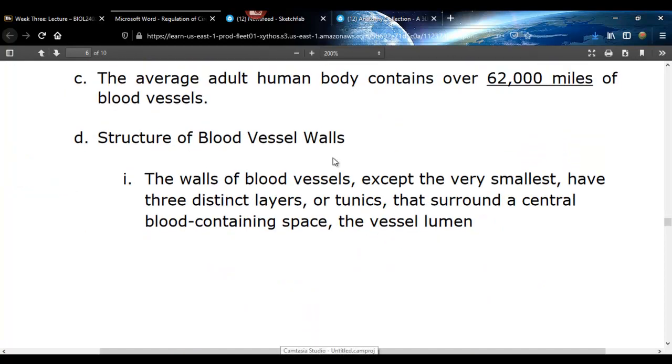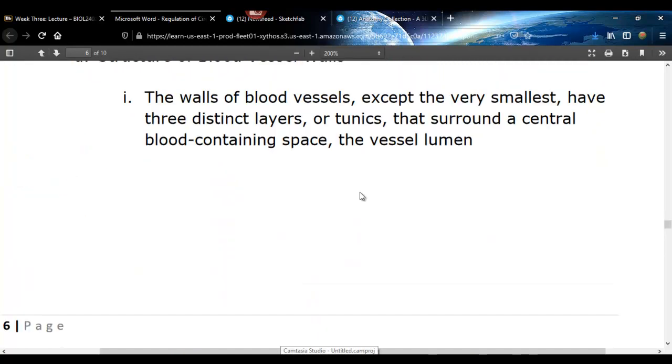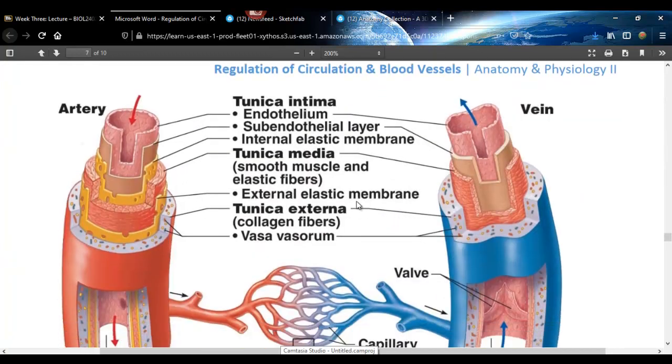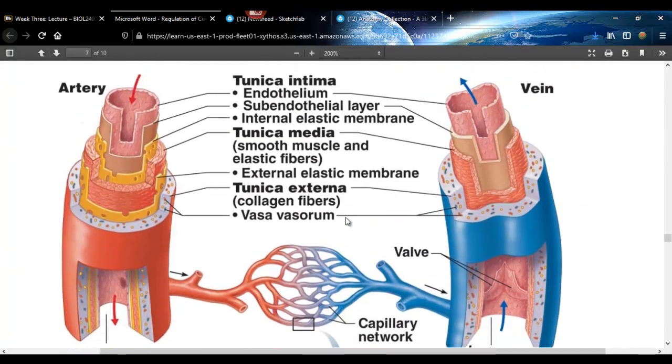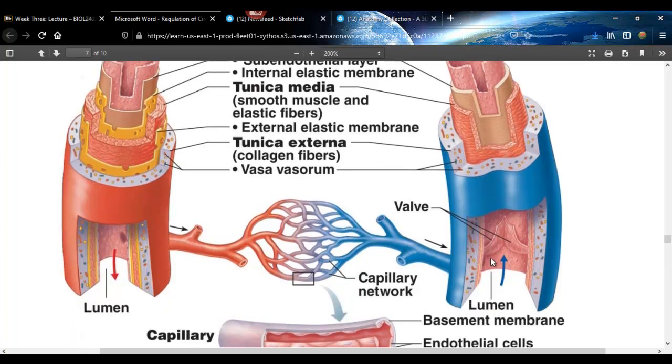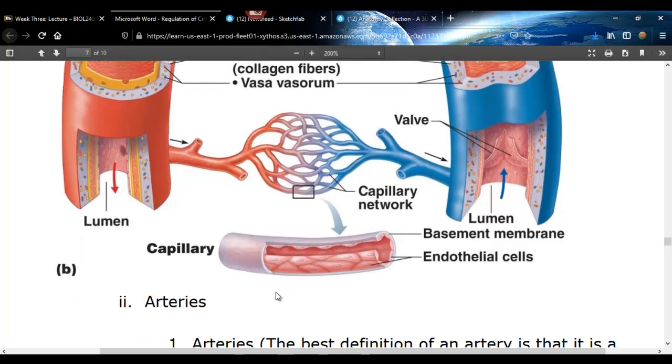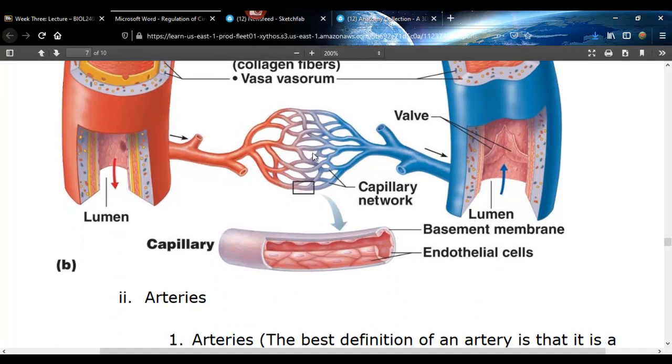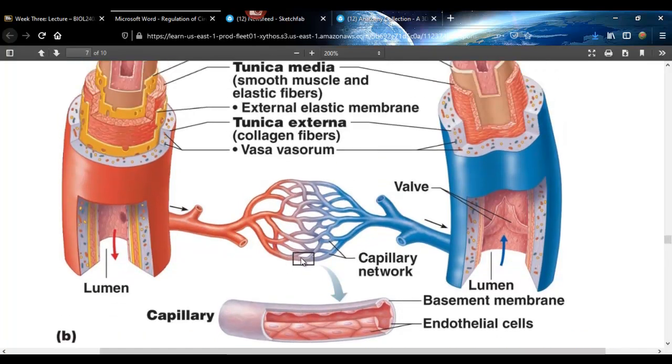Okay, structure of blood vessel walls. Now, I do have a really good picture, this is out of a high-end textbook. This is an artery. This is a vein. Some veins have valves, the ones in the periphery; they prevent backflow because the pressure in veins is so low. This represents capillaries, a whole network of them. Capillaries are the smallest and the thinnest of all the vessels.